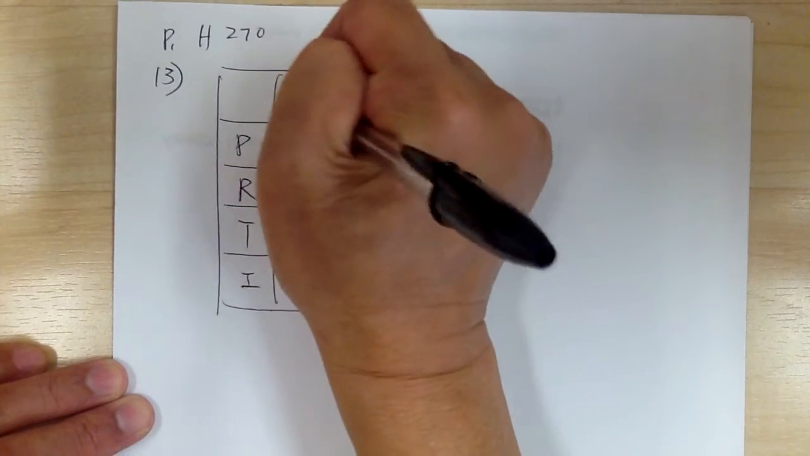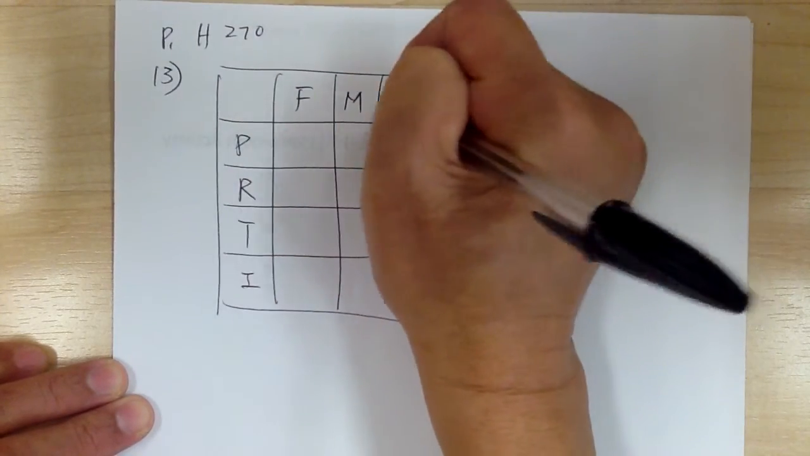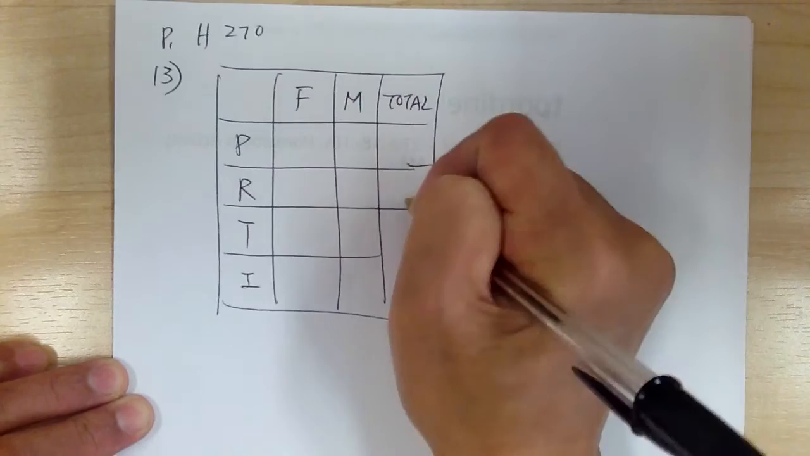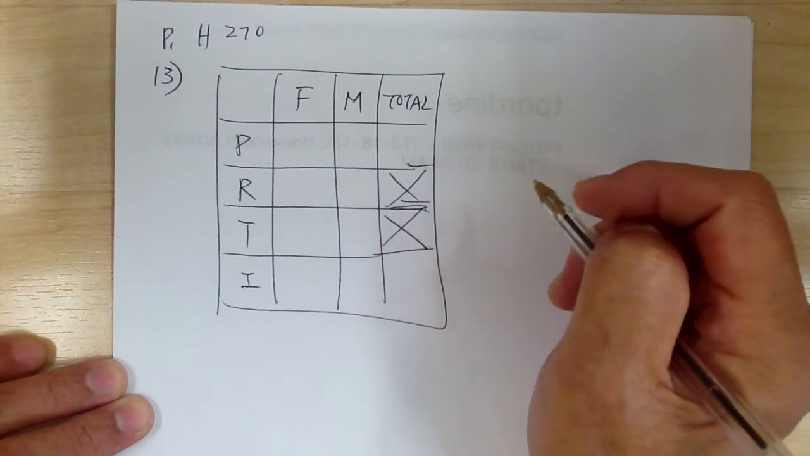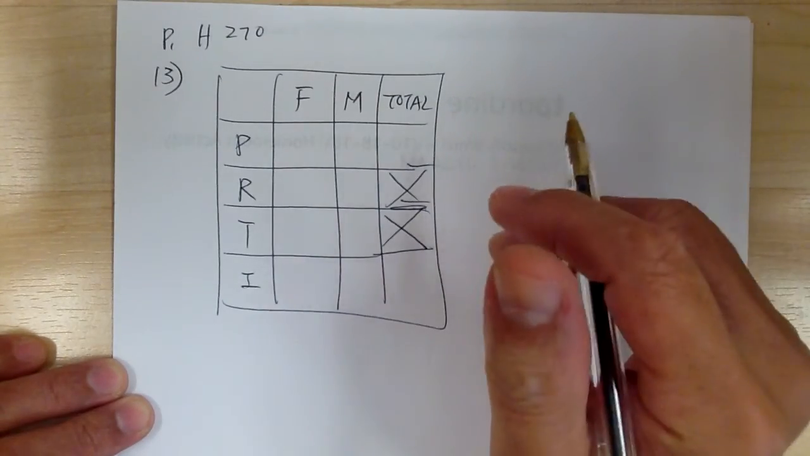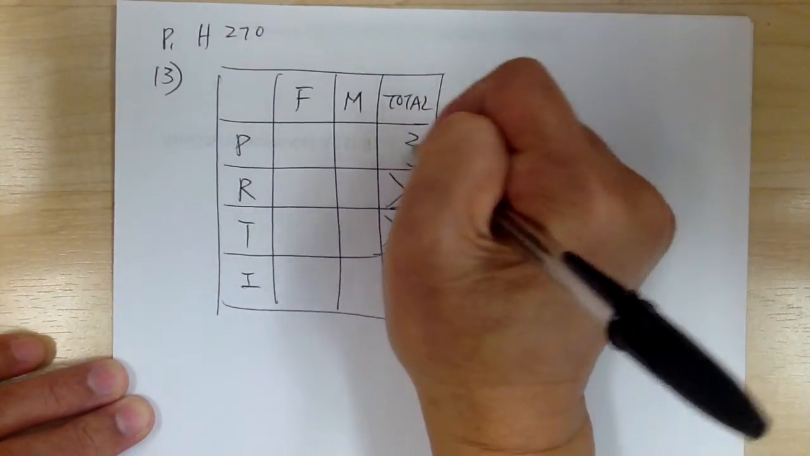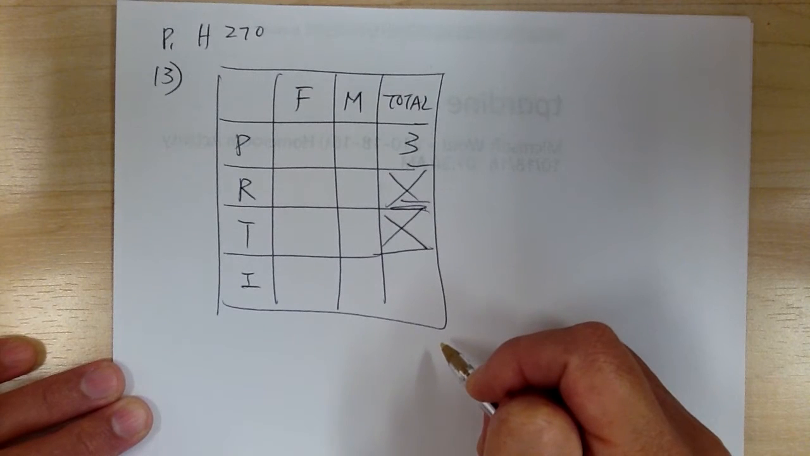So father, mother, and total. So this one you have to do a little bit of thinking, because his allowance is $1 per week, and he saved money for 3 weeks. So that means his total is $3.